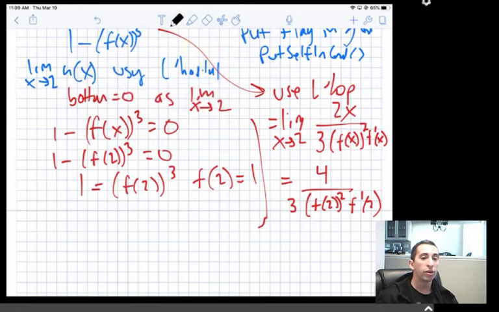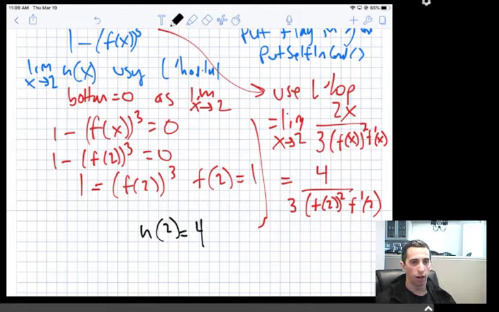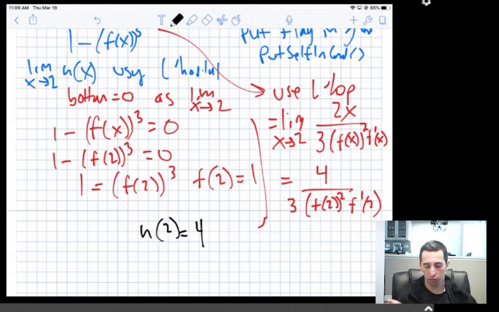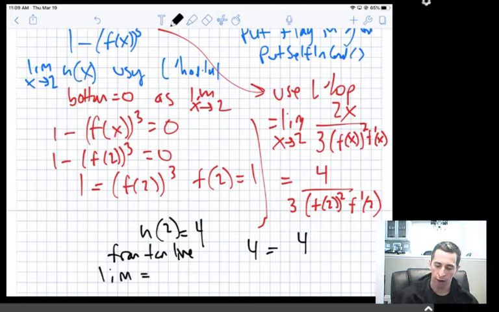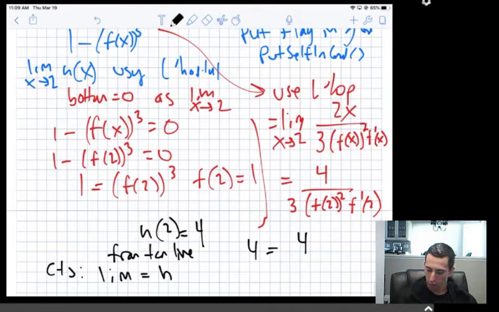What we also know in this problem is, because it goes to that tangent line, you know that h of 2 is equal to 4. Okay, so if h of 2 is equal to 4, and again that's from the tangent line, and you know this function is differentiable, you know it exists, so you know that 4 equals this limit, because the limit has to equal the value of h because it's a continuous function. Okay, so 4 has to equal 4 over 3 times f of 2 squared times f prime of 2.